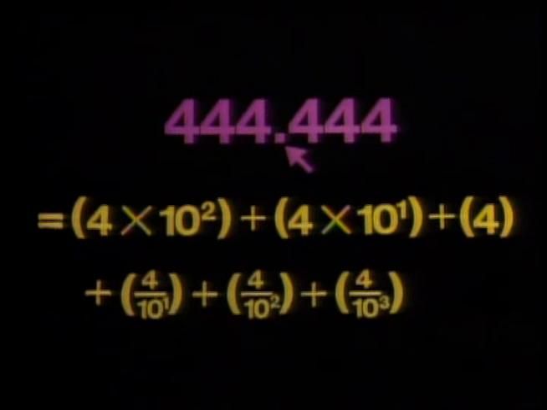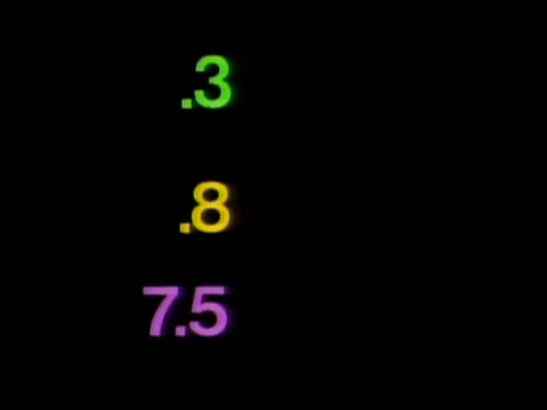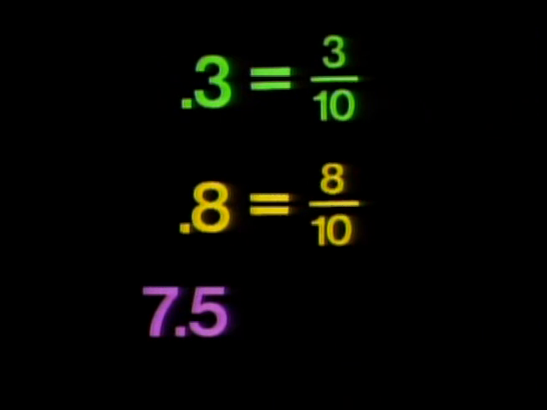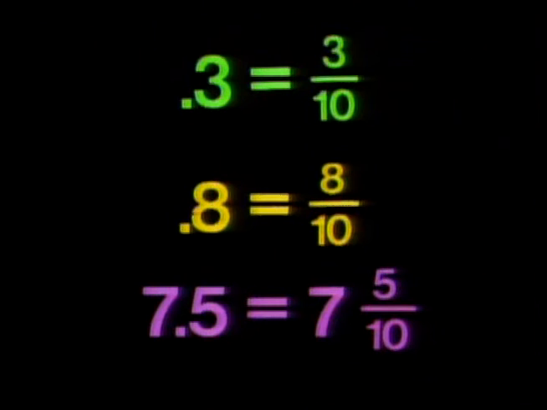Let's not worry about the whole number part of the decimal. That part stays the same anyway. We know that if a decimal has one digit to the right of the decimal point, we can think of it as a fraction with a denominator of 10. For example, 0.3 is just another way of writing the fraction 3 over 10. 0.8 is 8/10. 7.5 is 7 and 5 over 10, and so on.